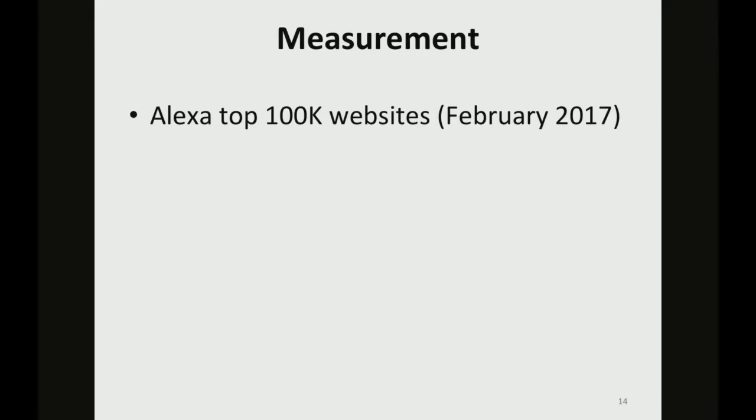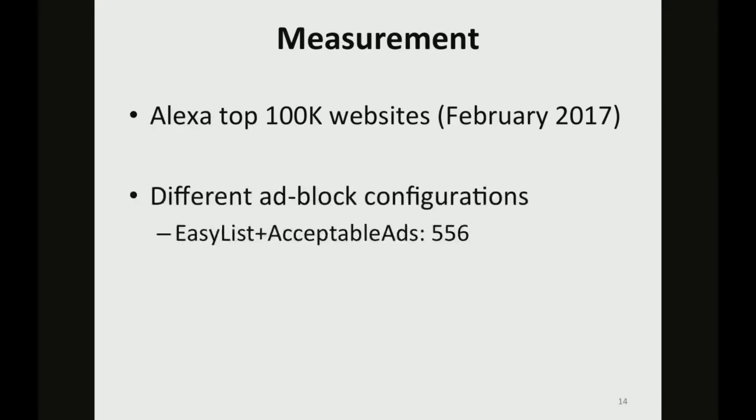And when we ran our experiments, we actually did try a bunch of different configurations of ad blockers. So basically, ad blockers filter lists can be configured differently, and we were expecting websites to respond differently depending upon the configuration of ad blocker that we used. So if we use the default configuration on AdBlock Plus, which was to use easy list and acceptable ads, we were able to detect 556 websites out of 100,000.